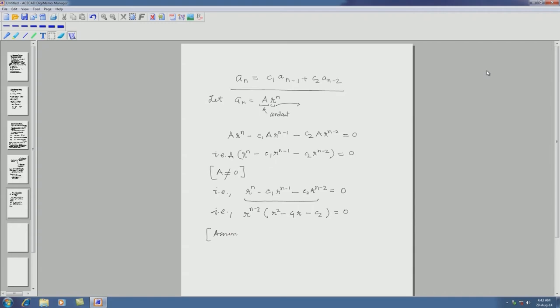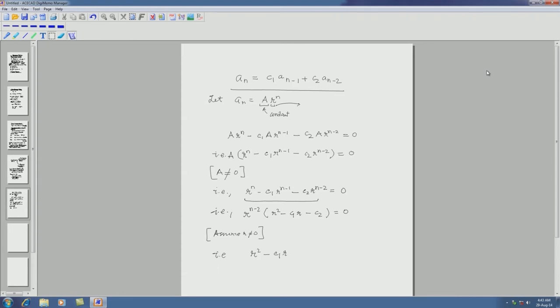Now, again it is very reasonable to assume that r is not equal to 0, because if r is equal to 0, again we have the 0 solution, which is of course a solution in this case, but it's useless. So, we have r square minus c 1 r minus c 2 equal to 0. We see that proceeding as above, we have arrived at a degree 2 polynomial equation, and we know how to solve that.